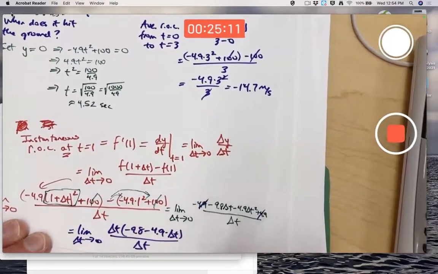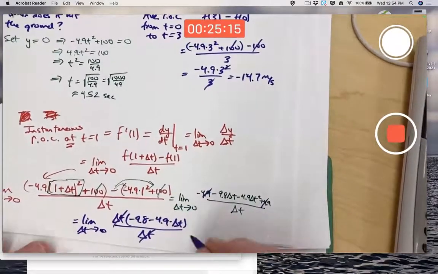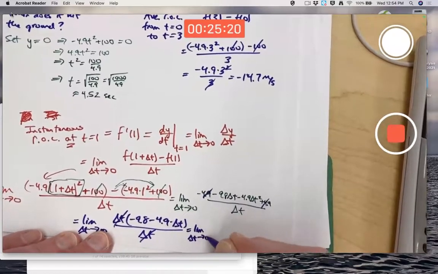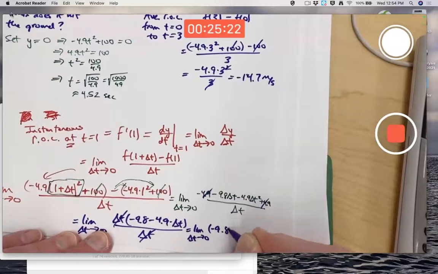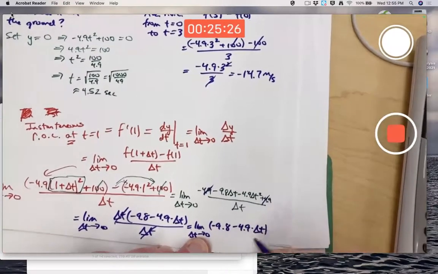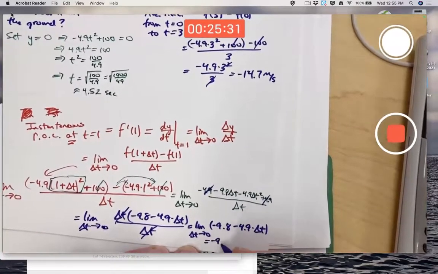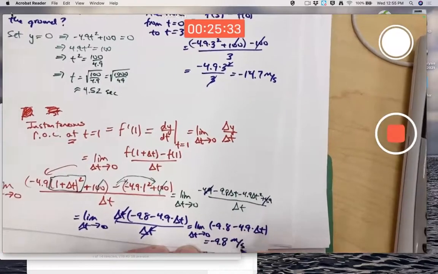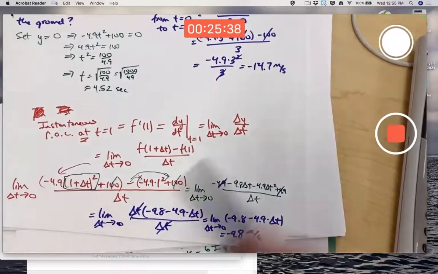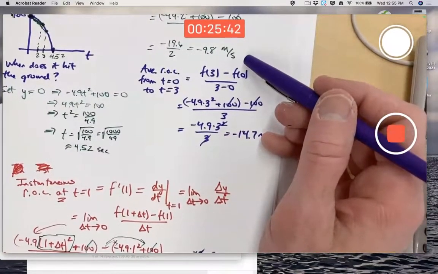Factoring the delta t out, I get this. Now divide the delta t's out there. And what's left is a continuous function of delta t at delta t equals 0. Go ahead and evaluate this limit by plugging in delta t equals 0. You'll get negative 9.8 minus 0 is negative 9.8. Hey, what a coincidence. The instantaneous rate of change at time 1 is the same as the average rate of change from time 0 to time 2. Is that a coincidence?